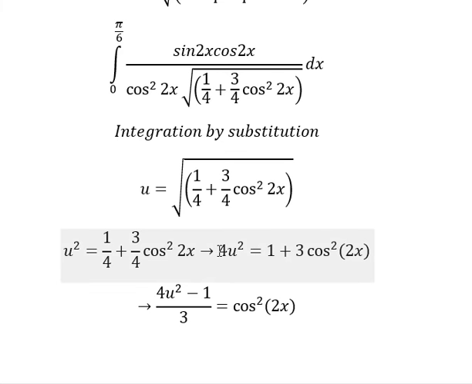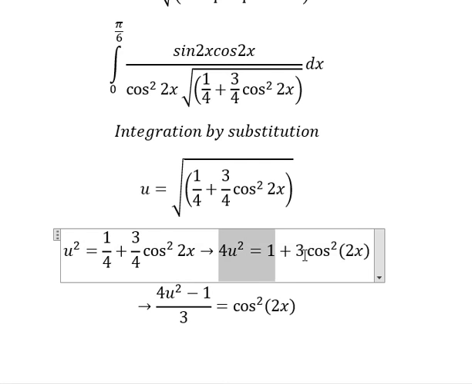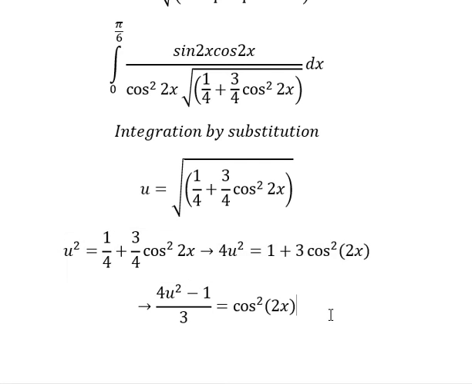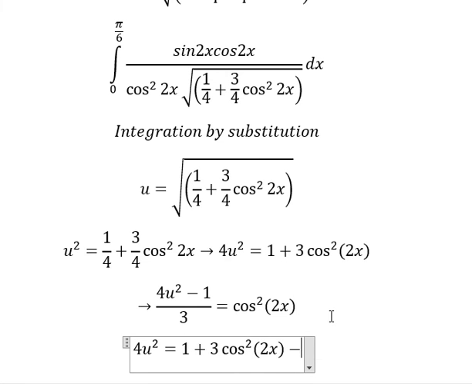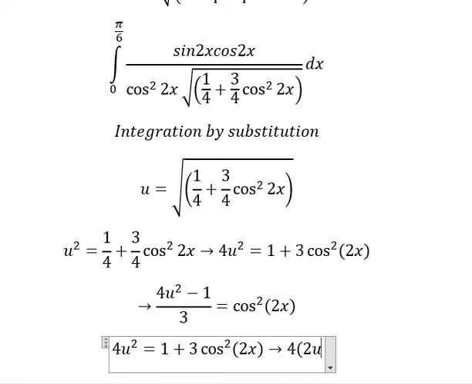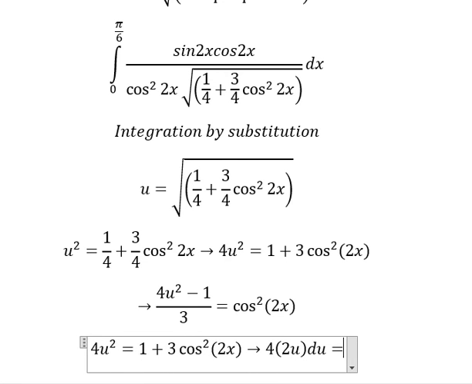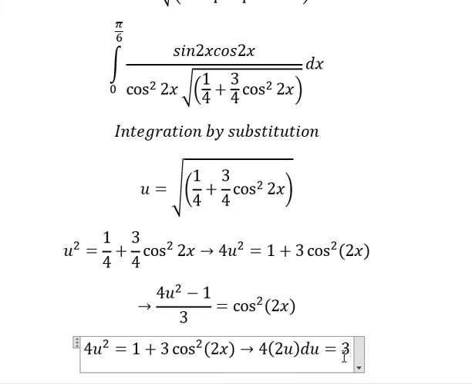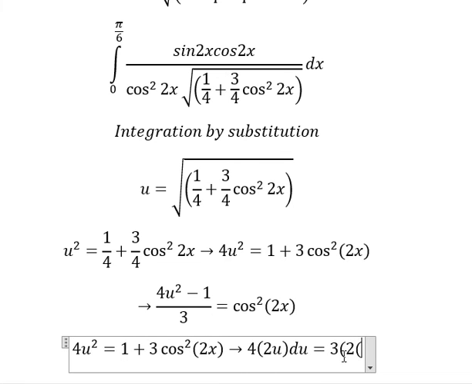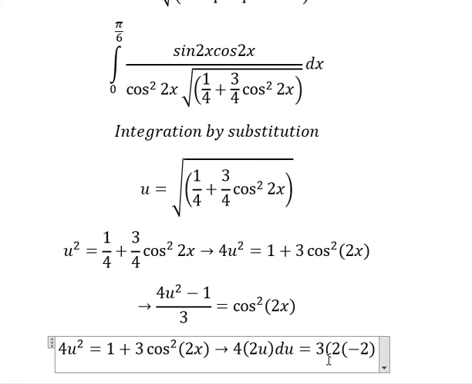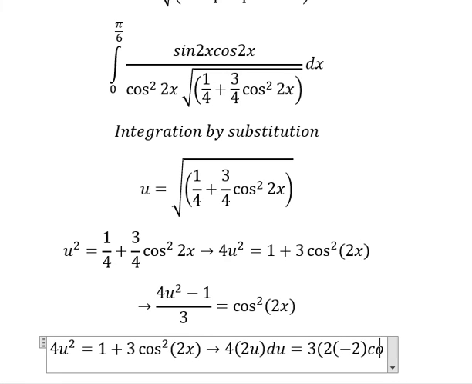So, we need to first take the derivative of both sides. So this one is 2u du. This one is the constant, so you get number 0. This one is number 2 and negative number 2. That's the form of cosine here.